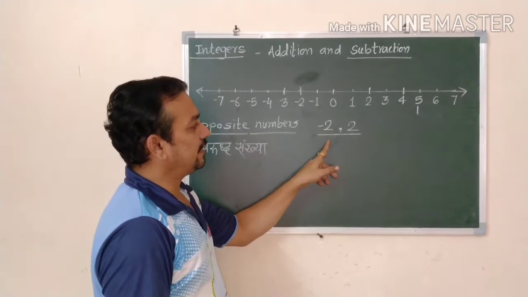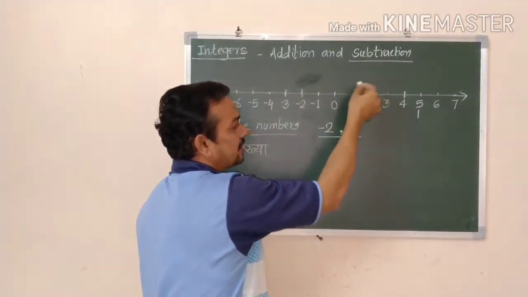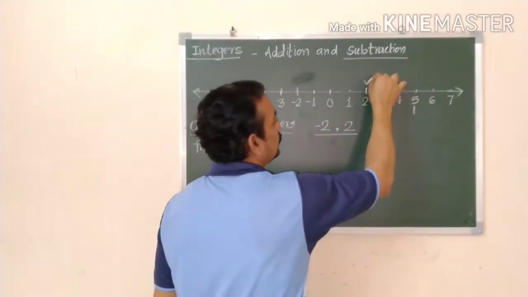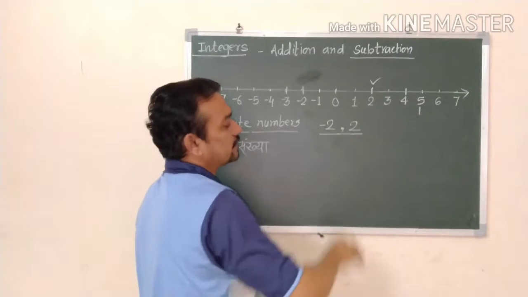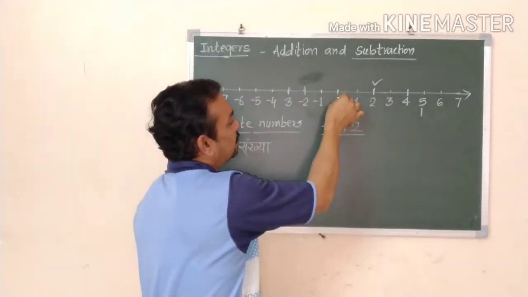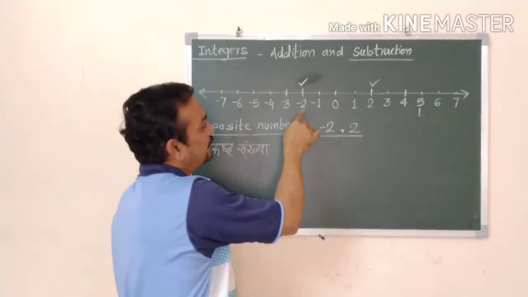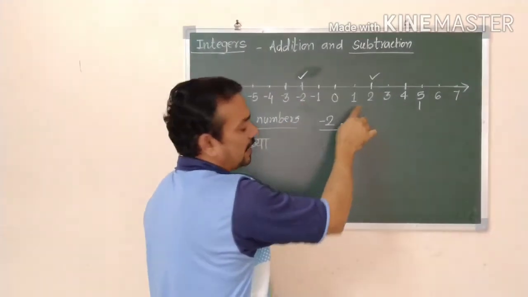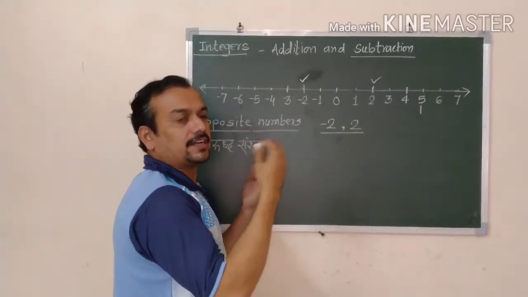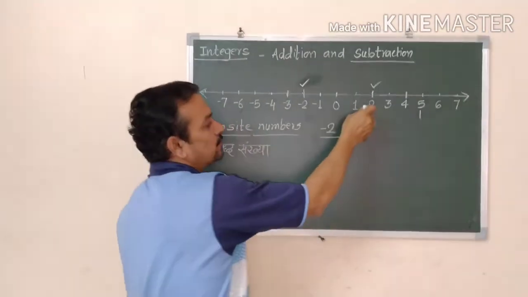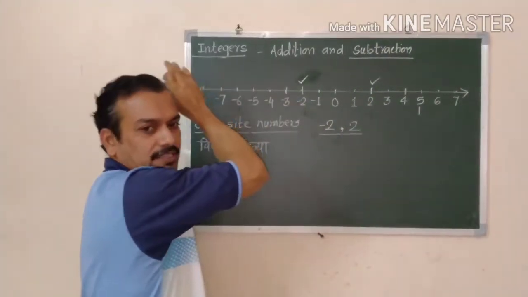I explain here negative 2 and 2. If we jump 2 units on the right hand side of 0, then we get 2, positive 2. And if we jump 2 units towards the left of 0, then we get negative 2. That means negative 2 and 2 are at equal distance from 0 but in different directions. Positive 2 is on the right hand side and negative 2 is on the left hand side.